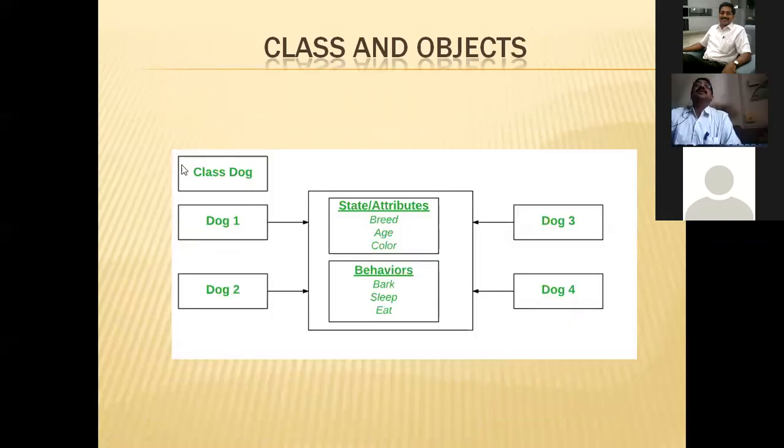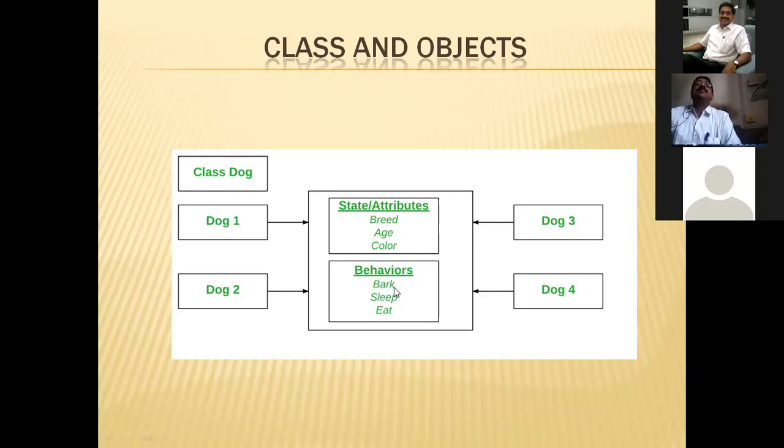Here you can see this is class and objects. The class Dog has four dogs, but they have different attributes. For example, breed is different, age is different, color is also different. Dog 1 has color black, maybe dog 2 has color white, and dog 3 and dog 4 have different colors. And their behaviors, in the sense that they have some methods.